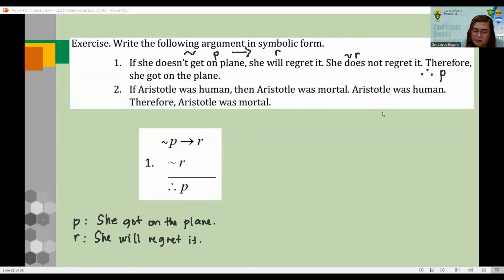Okay, so another example. If Aristotle was human, so maglet ko og letters, since human man, H na lang akong gamiton. Aristotle was human. Okay, ang M, Aristotle was mortal.